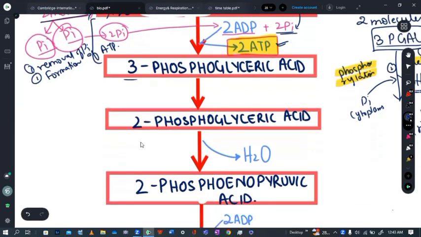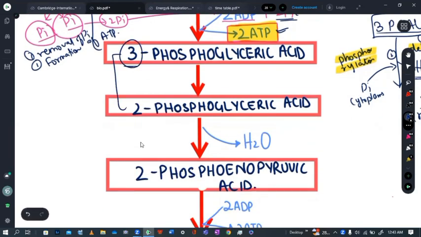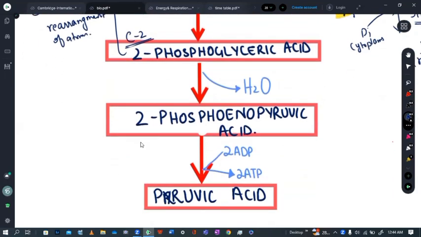In 3-phosphoglyceric acid, the 3 means that the phosphate is attached to carbon number 3. What happens is, again, rearrangement of atoms takes place, and this phosphate which was attached to carbon number 3 gets attached to carbon number 2, forming the same compound, but here the number is changed. Carbon number 2, 2-phosphoglyceric acid. So rearrangement of atoms takes place. Then we have the compound 2-phosphoglyceric acid.